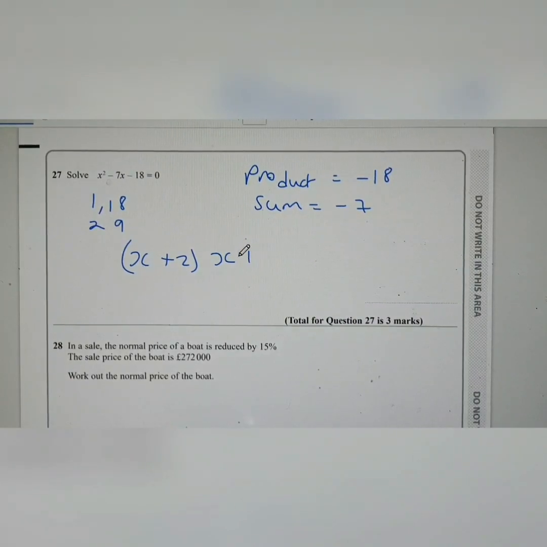So x plus 2, x take away 9 is equal to 0. So to solve this, for the first bracket to be 0, x must be minus 2. For the second bracket to equal 0, x must equal 9.